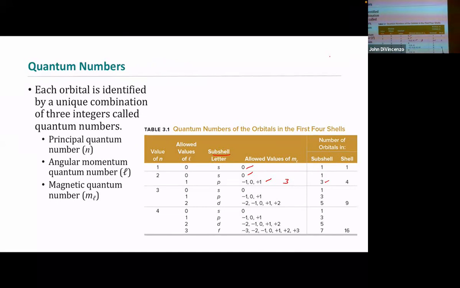Right? 3 squared is 9. 4 squared is 16. So n squared is the total number of orbitals. So good question. Yeah, that's just the way the math works out. You can now say that 2L plus 1 is going to be the number of orbitals in the subshell, and n squared is going to be the number of orbitals within the shell.